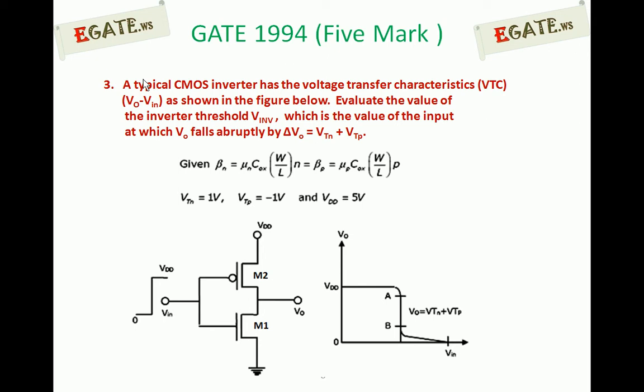The additional information given is beta n is equal to beta p, that is, the transconductance of NMOS is the same as the transconductance of PMOS, and the threshold voltage of NMOS VTN is given as 1 volt and the threshold voltage of PMOS VTP is minus 1 volt, and the power supply VDD is 5 volts. For the given diagram of the CMOS inverter, we need to calculate the inverter threshold. So now we'll see how to solve this problem.